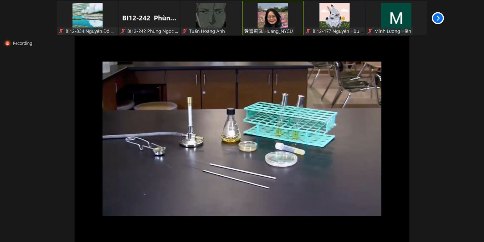In this video, you will learn how to perform streak plate technique. The streak plate method allows isolation of a single colony from a bacterial culture by splitting the plate into quadrants and diluting the bacteria repeatedly as the loop is streaked through each quadrant.